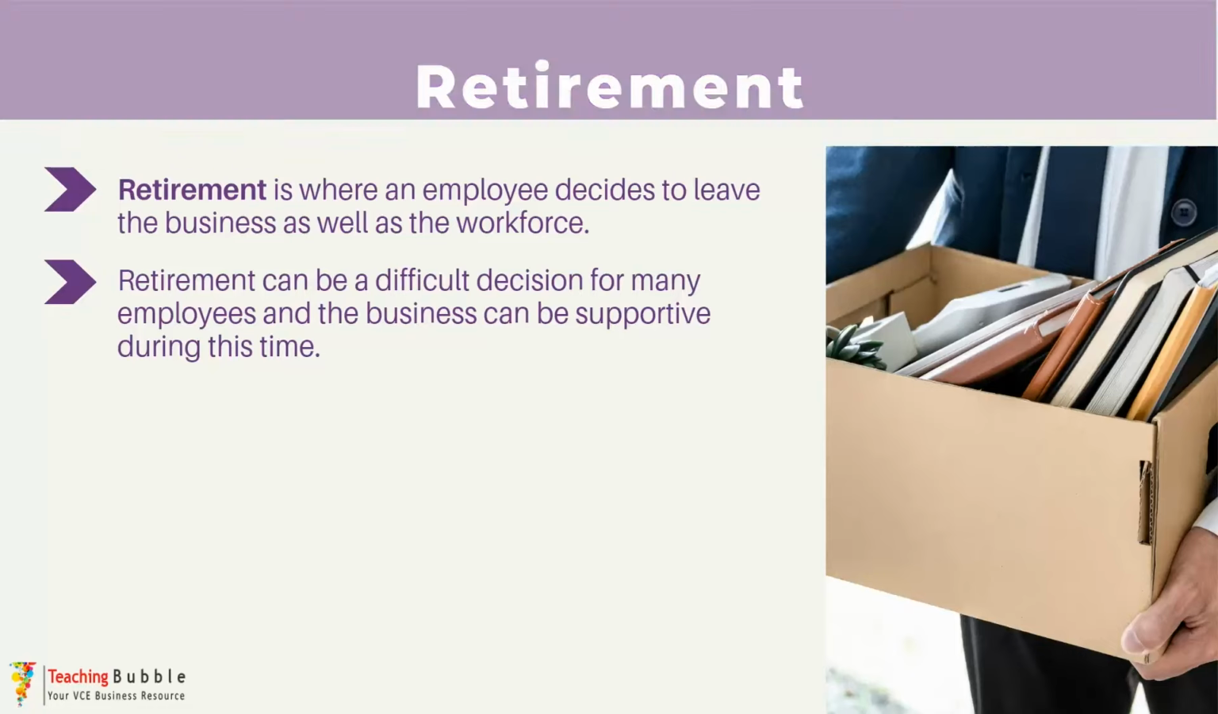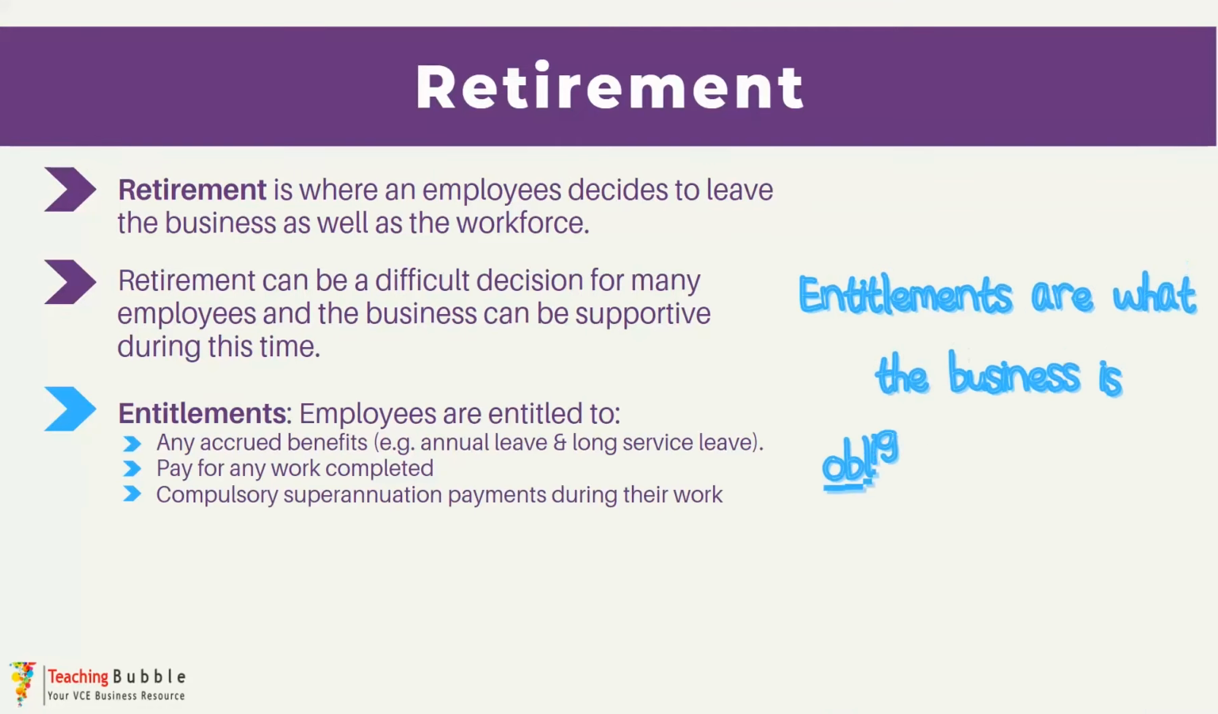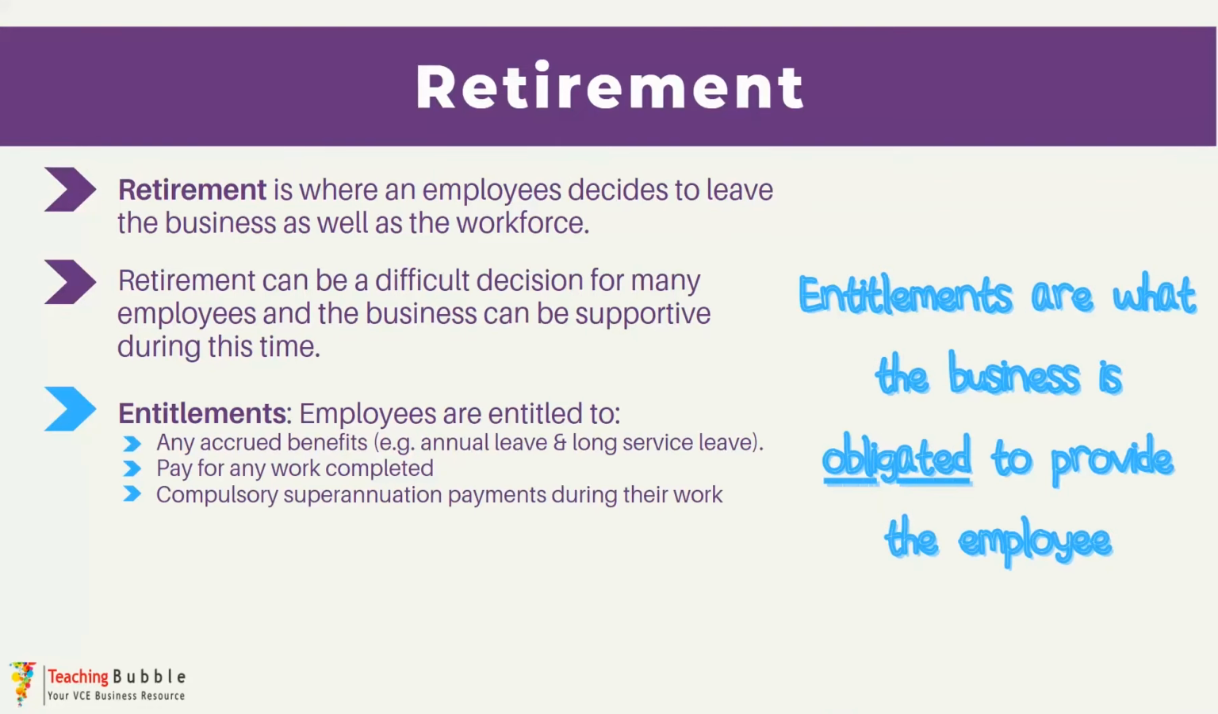So, when we're referring to entitlements, we're looking at what the business is obligated to provide the employee during the termination. And for retirement, employees are entitled to any pay for the work that they've completed, as well as any accrued benefits such as annual leave or long service leave that they've accrued during that time. And during their actual work life, the business needs to pay compulsory superannuation payments. And that has been the case since the early 1990s when compulsory superannuation came into effect. And the idea is that then that can help support the employee financially during their retirement.